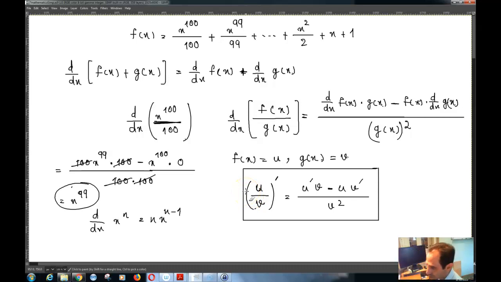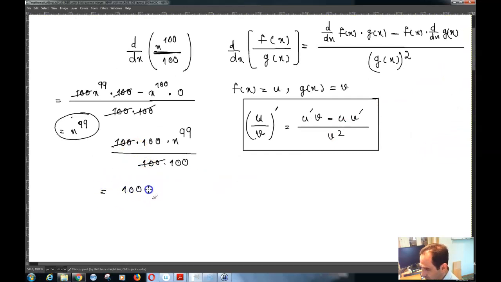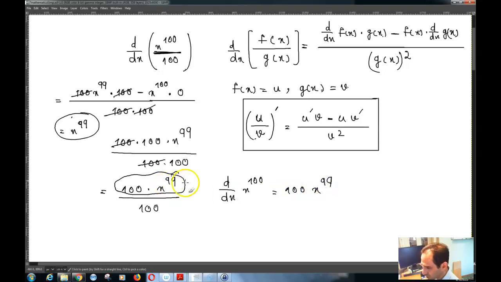As you can see, the derivative of the function becomes, over here what I got was 100 times 100 times x raised to the power 99 over 100 times 100. Now if I cancel these two out, I can write this as 100 times x raised to the power 99 over 100. Now this part is the derivative of this function, meaning that d by dx of x raised to the power 100 is of course 100 times x raised to the power 99, which is this thing over here.